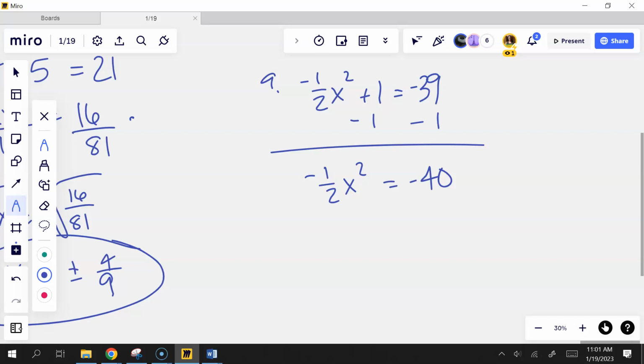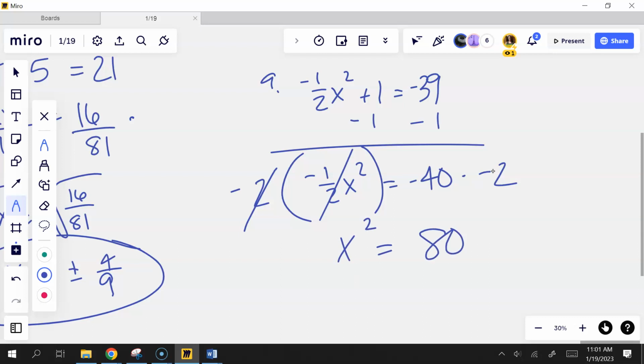I'll tell you which ones we're going to do. All right. So the point that I'm getting to is instead of dividing by 1/2, multiplying by the reciprocal is the same thing. So here I get x squared equals 80. Now can you finish it?